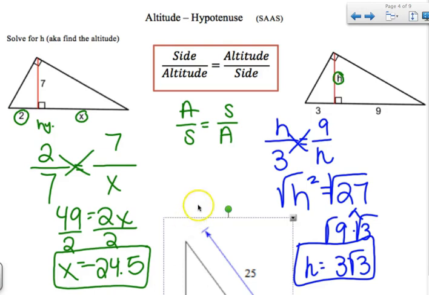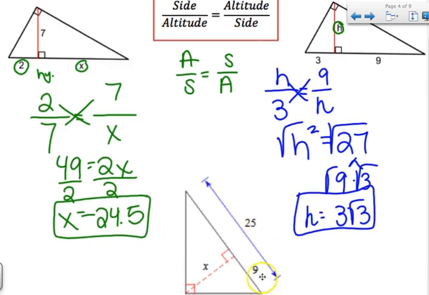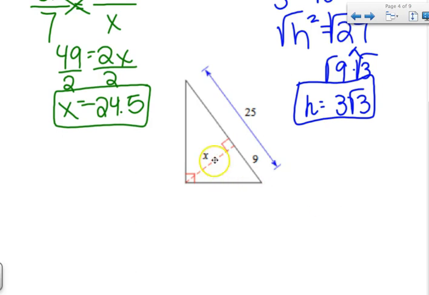Okay? One more problem with side, altitude, altitude, side. So I know my side, but I am missing this side over here. But good news is I know this is 25, so I could figure out what this piece is by doing 25 minus 9 to get 16. And now I can do my theorem to find the altitude.